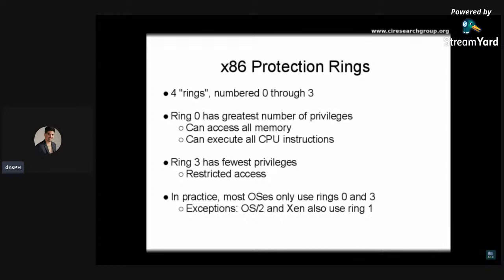Ring 3 has the fewest privileges. All the instructions are restricted to the set of instructions that are relatively safe. In practice, most operating systems actually only use ring 0 and 3. OS/2 and Xen are the notable exceptions that make use of ring 1.